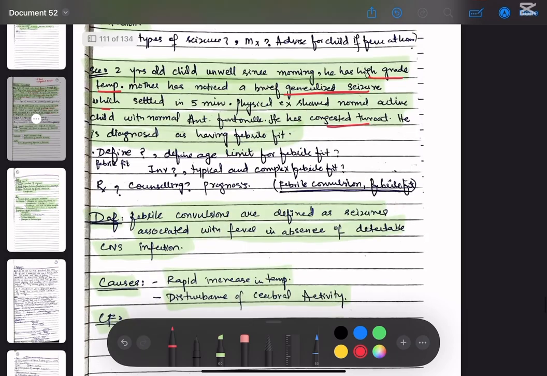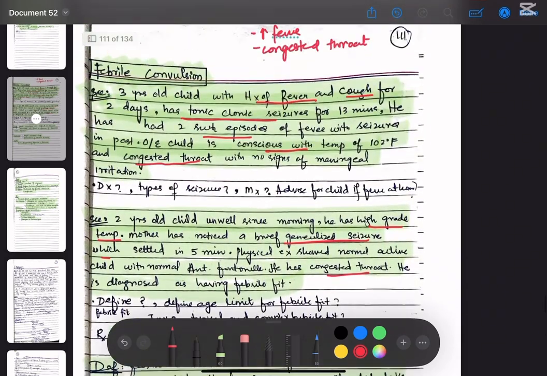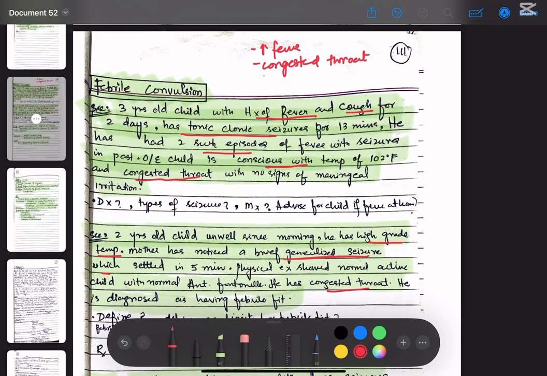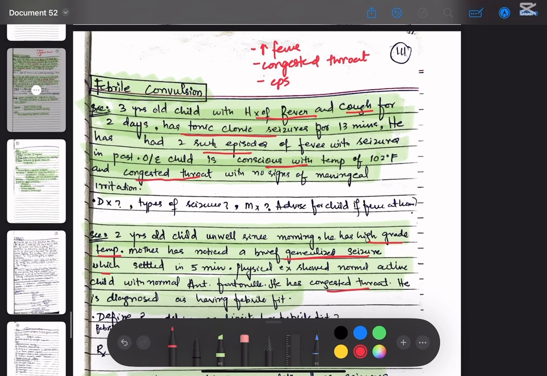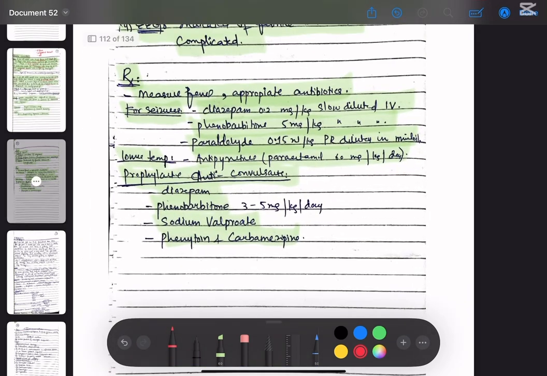Okay, so this was all about the febrile convulsions. We have discussed the features, which are increased fever, congested throat, and episodes of seizures, and then the definition of febrile convulsions, the causes, the clinical features, the investigations, and at the end the treatment options and specific management of febrile convulsion. That is, for fever, treatment is provided; for seizures, to lower the temperature, and prophylactic treatment is provided.